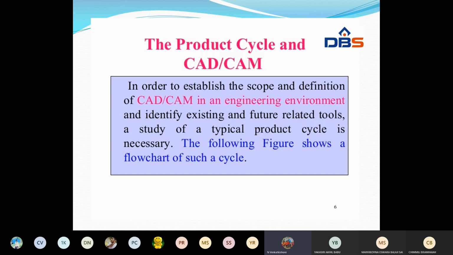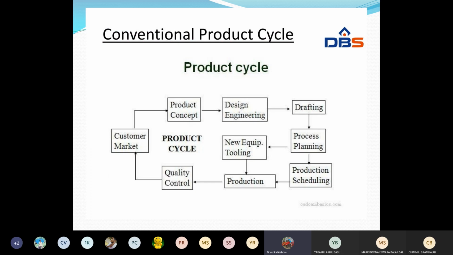Comparatively, in the evaluation of any system, in the product cycle we have to follow some steps. So the diagram shows the conventional product cycle, step by step procedures. This is related to the conventional approach, that is, without computers. So this is called a conventional product cycle.